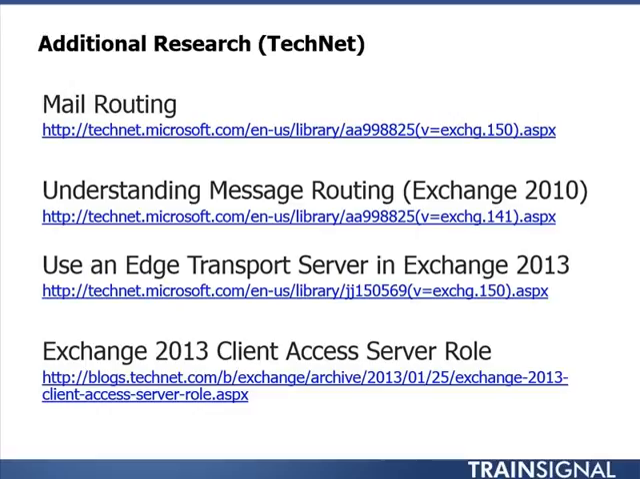So in this case, we're looking at several different articles that are listed here: mail routing, understanding message routing from the Exchange 2010 side, and that's because the actual routing between 2010 and 2013 is the same. We're talking about site costs, site link costs, and so forth. So this is a great article that helps to really round out your knowledge of that. Use an Edge Transport Server in Exchange 2013, and then Exchange 2013 Client Access Server role. That's actually from the Exchange team blog. It's a great overview of all of the different changes to the Client Access Server role, and it helps when it comes to understanding a little bit some of the configuration changes when it comes to putting all of this together.